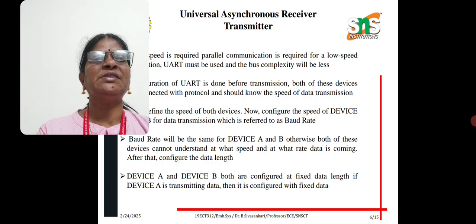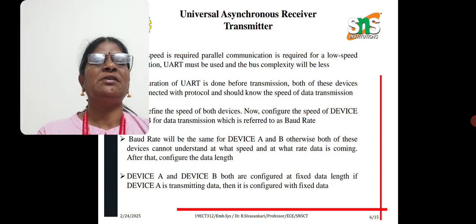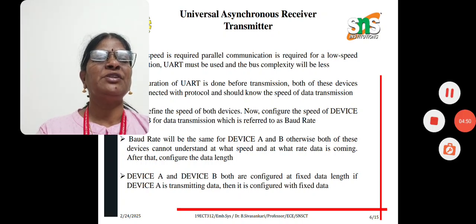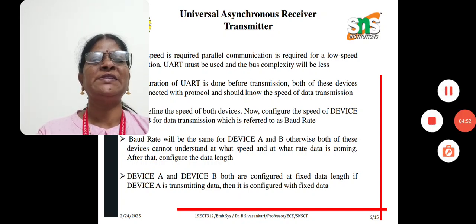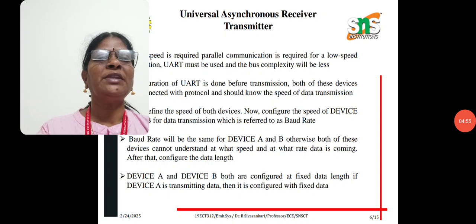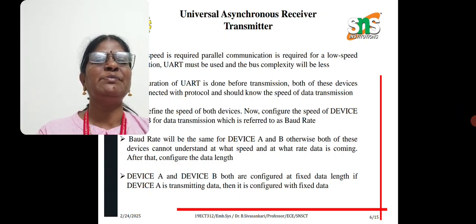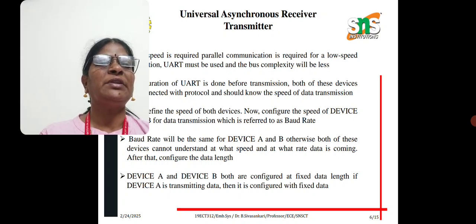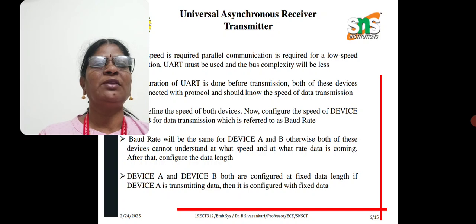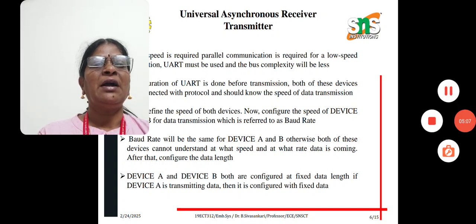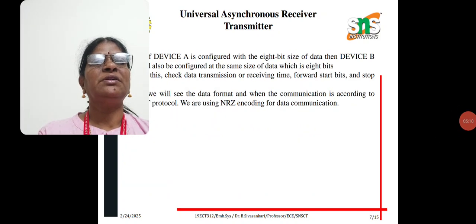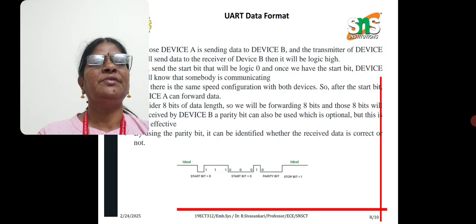Parallel communication is low speed, so we always prefer serial communication. The baud rate will be the same for all the devices, both A and B. Otherwise both of these devices cannot understand at what speed and what rate the data is coming. After that we can configure the data length, and these are all the format of the UART data format.